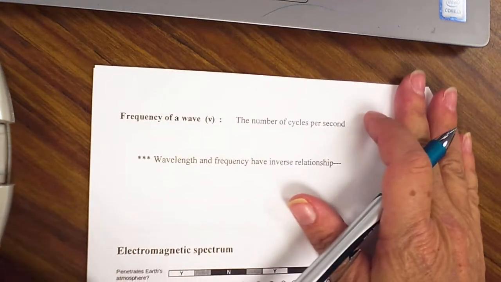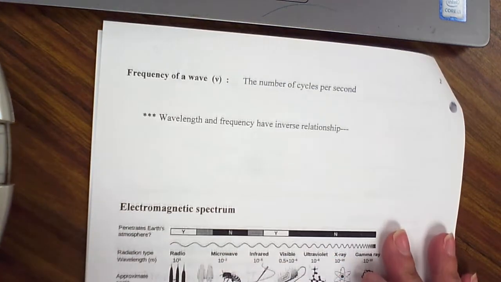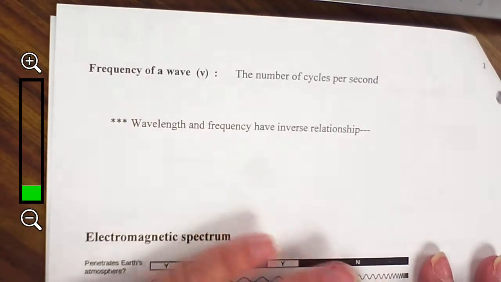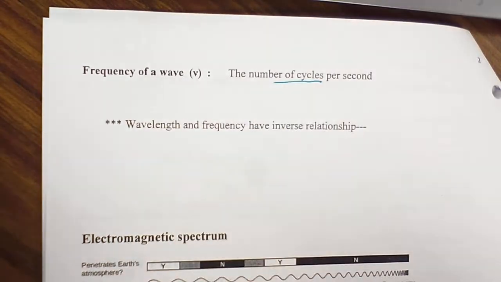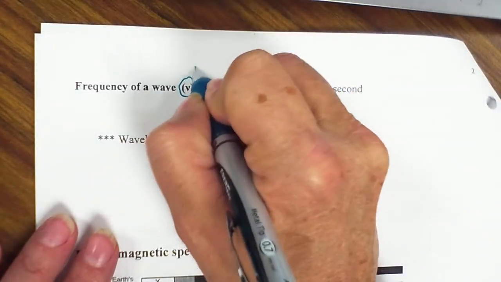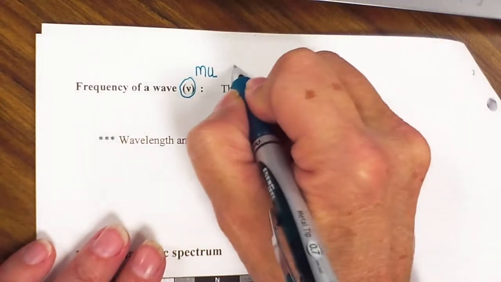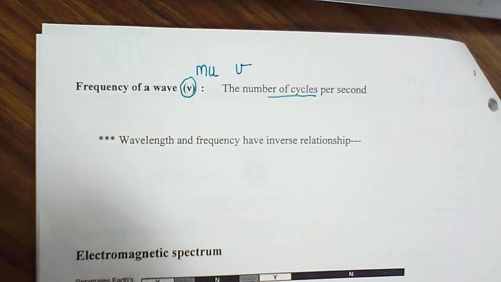So, frequency of a wave. Now we've done wavelength, so now we want to talk about frequency of a wave. Frequency of a wave is the number of cycles. Actually, frequency could be the number of taps per second. The number of anything per second is the frequency, right? But for us, we're looking at waves, and it's defined as mu. That's the Greek letter we use, and we draw it like this. It's like a little U with a little branch coming off of it, okay?